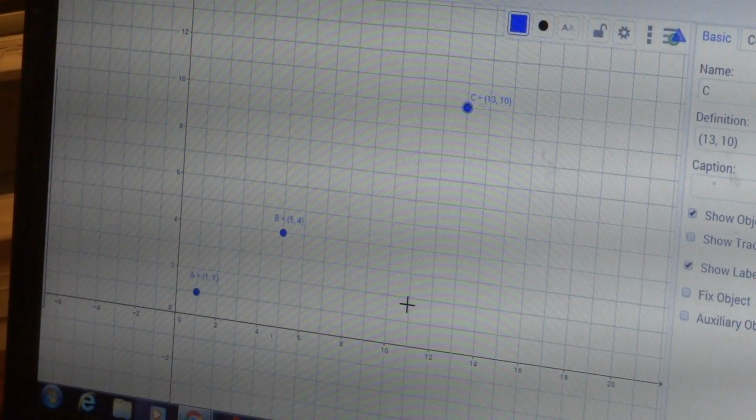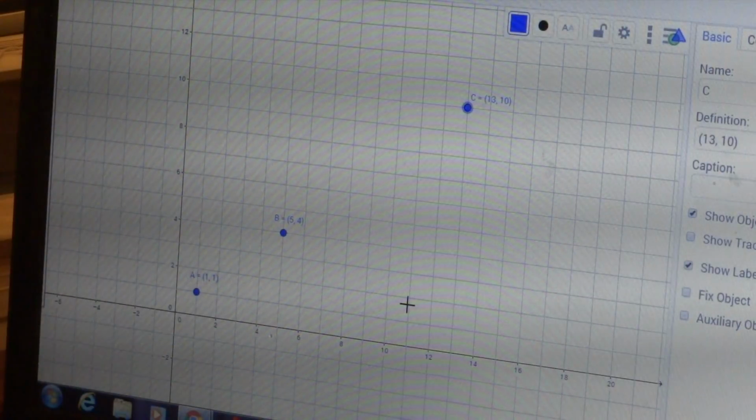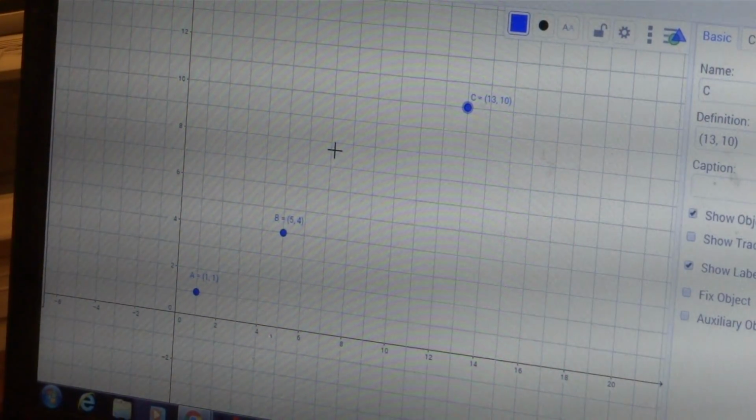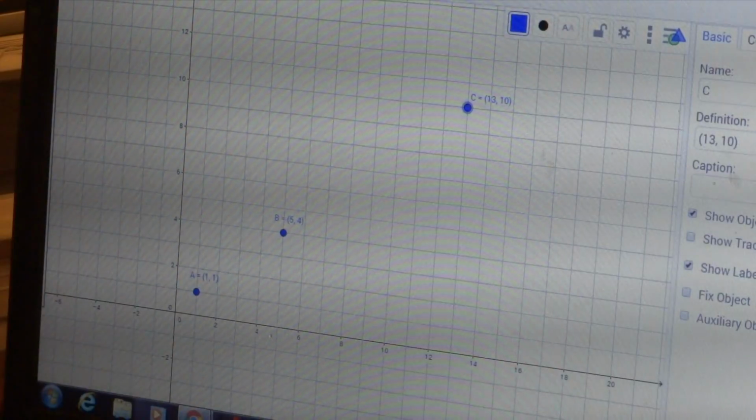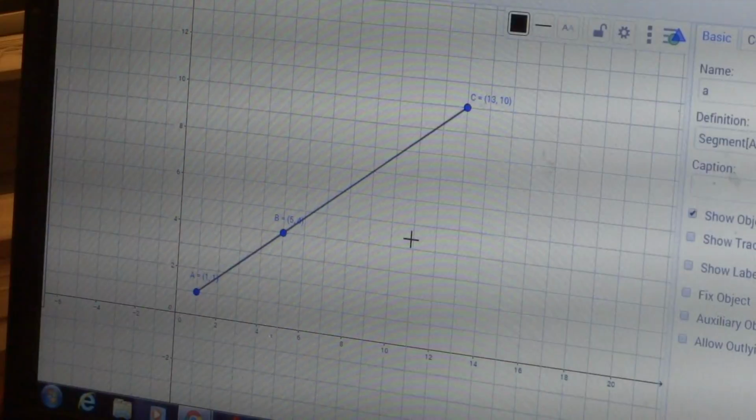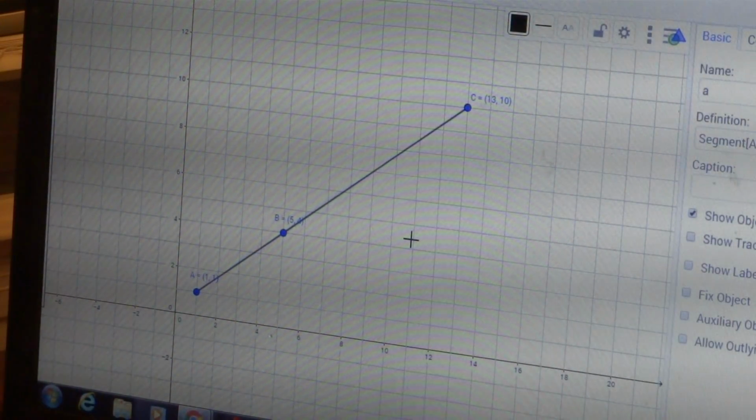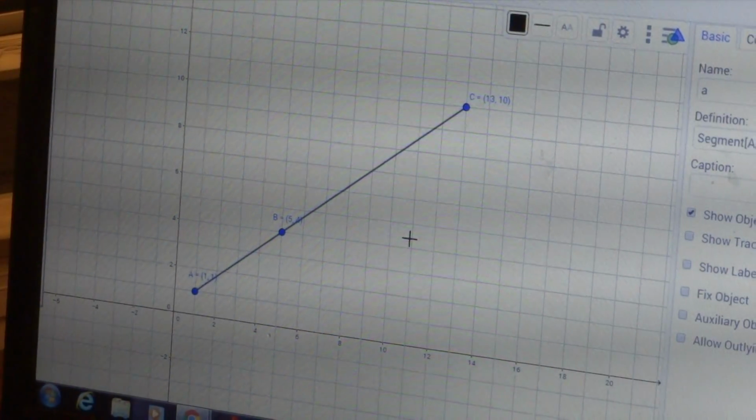So right now I have 3 points on GeoGebra, and it would be very easy to prove using the software that they lie on a straight line, because if I just made the line going through the 2 farthest points, I would be able to see that point B was in fact on the line. But what if you don't have the visual in front of you and you need to prove it another way? And that's where we use the distance formula, which is what our previous video was about.